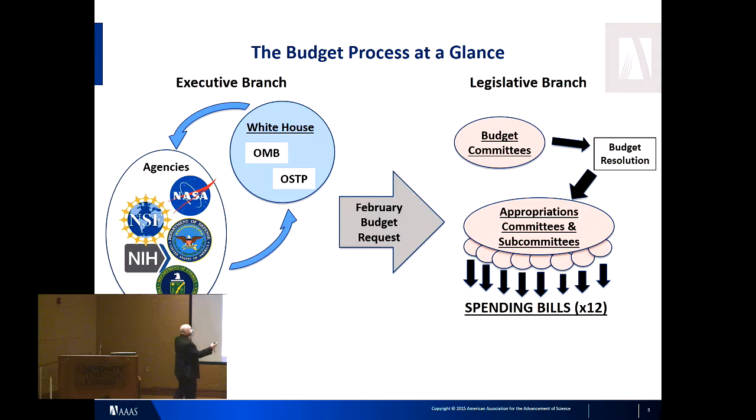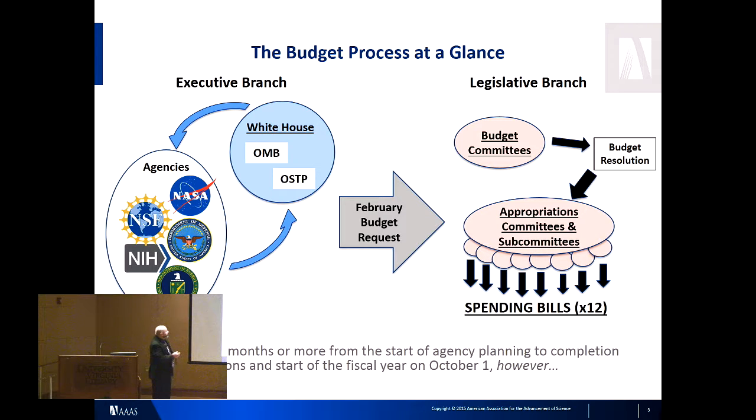But the process starts in a different branch, in the executive branch. And it starts about 18 months in advance. So the federal fiscal year ends October 1st. This process takes 18, 19, 20 months or so to play out from the very beginning all the way through to the end. It takes 18 months to play out when things are operating as they should.